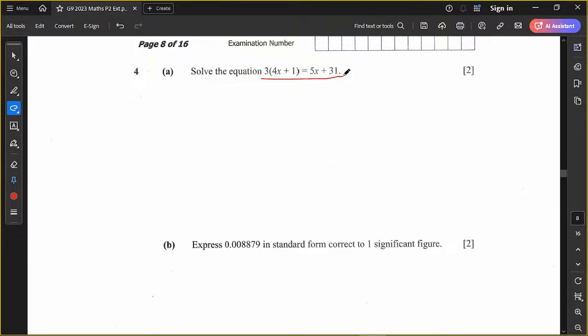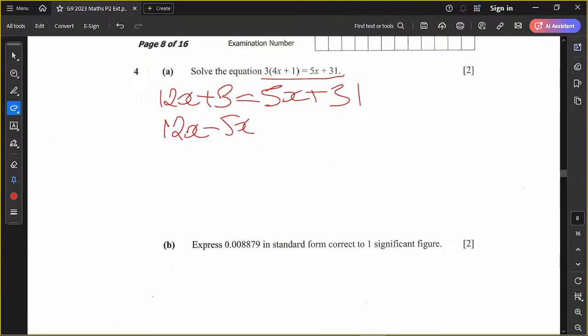So what I'm going to start with is getting rid of the bracket. 3 by 4x will give us 12x, then plus 3 by 1 will give us plus 3, which is equal to 5x plus 31. So what do I do now? I put like terms together. So I'm going to write 12x, then 5x will cross the equal sign and become negative 5x, which will be equal to 31. Then this 3 will cross the equal sign and become negative 3.